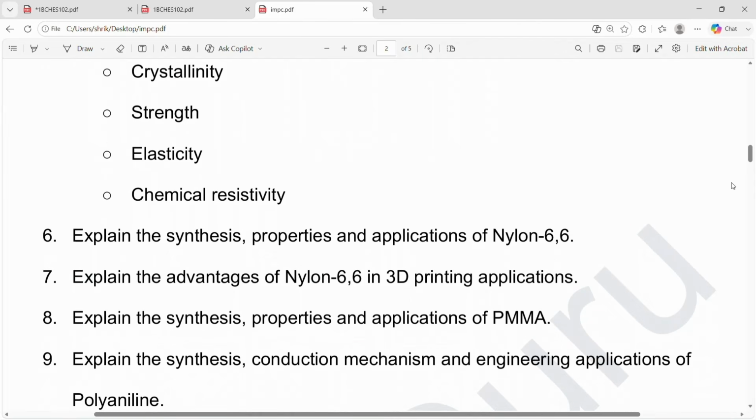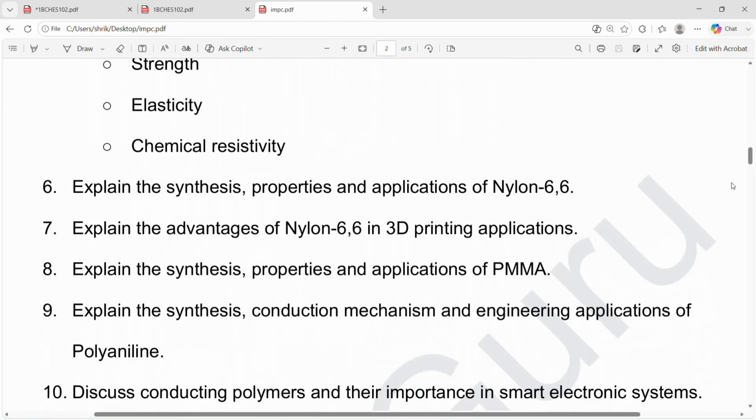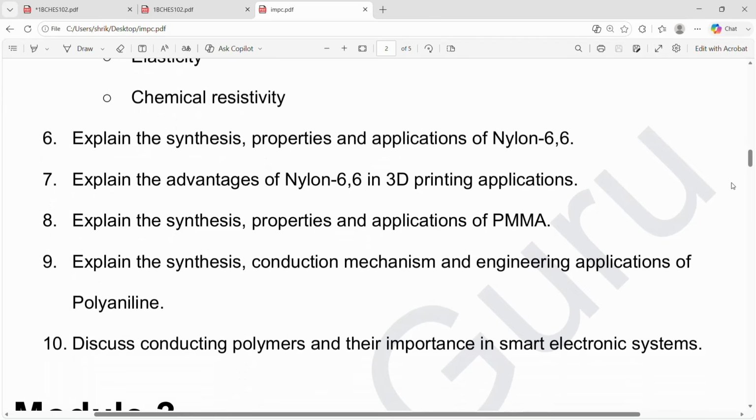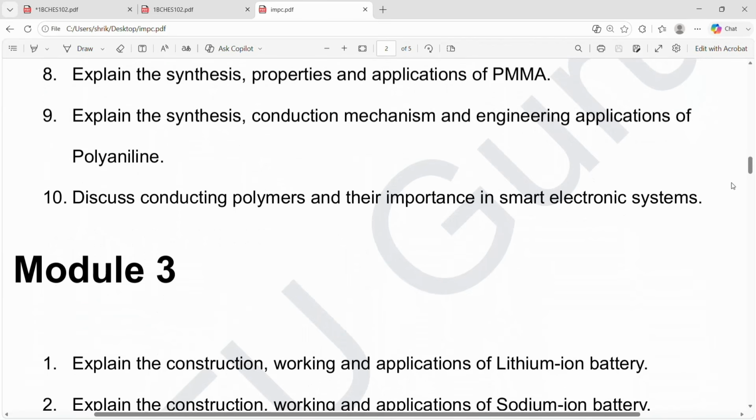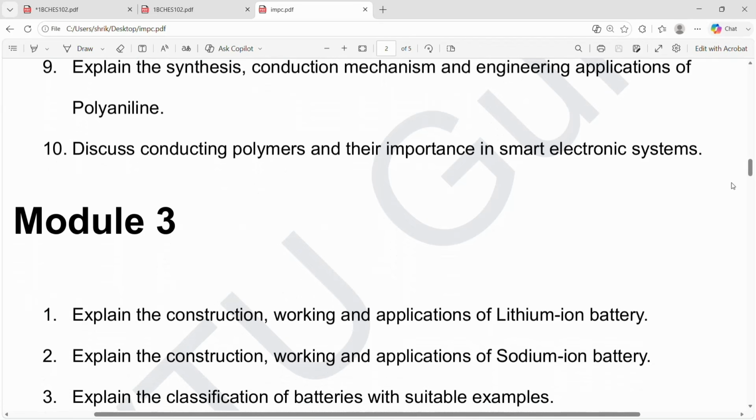Explain the synthesis, conduction mechanisms and engineering applications of polyaniline. Discuss conducting polymers and their importance in smart electronic systems. Module 3. Explain the construction, working and applications of lithium-ion battery.